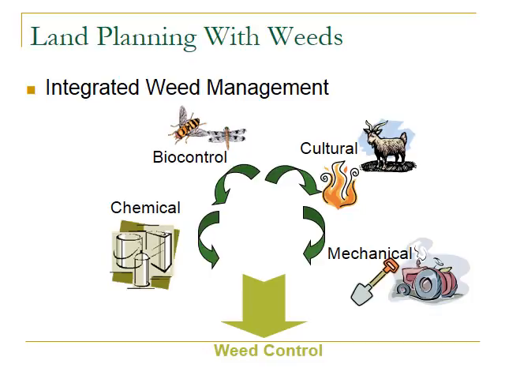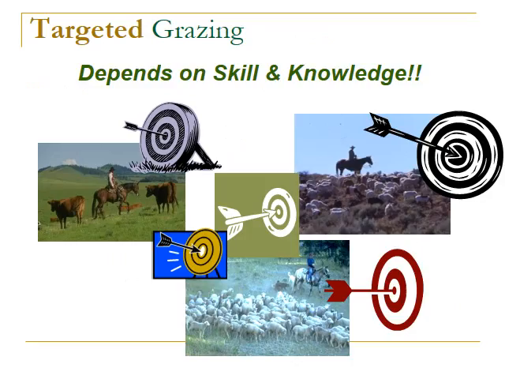They can work together. You can, for example, use chemicals and follow up with grazing and have a beneficial effect from both the chemical and the goat or the targeted grazing. It does depend on a lot of skill and knowledge. Remember I said it takes skill of livestock management and also skill of landscape understanding.